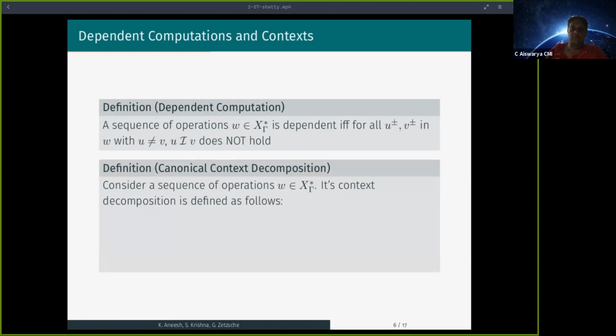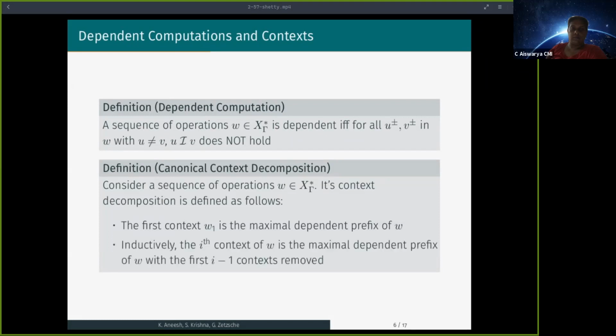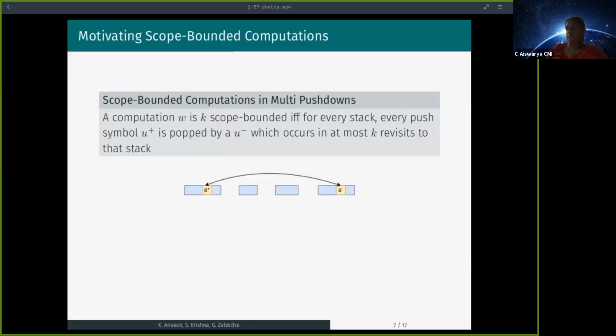The first context is the maximal dependent prefix of the word. Inductively, the ith context is the maximal dependent prefix of the word w' which remains after removing the first i-1 contexts. With this, we are ready to motivate and define scope-bounded computations. First, let us look at scope-bounded computations for multi-pushdowns. A computation in a multi-pushdown is k-scope bounded if and only if, for every stack, every push symbol is popped within k revisits to that stack. Note that we do not bound the number of visits to the other stacks in between these.